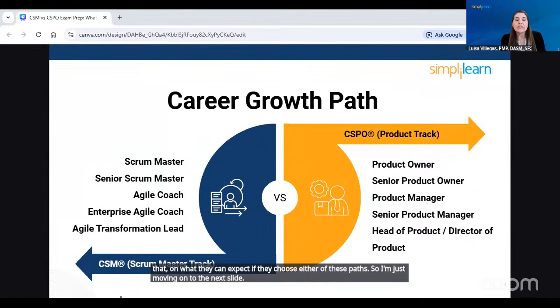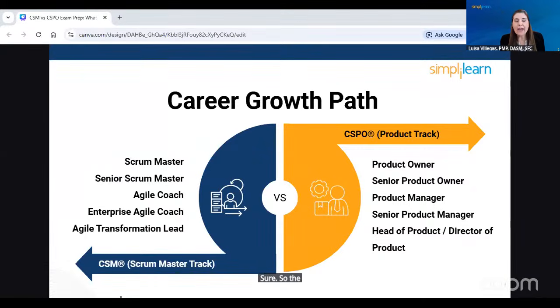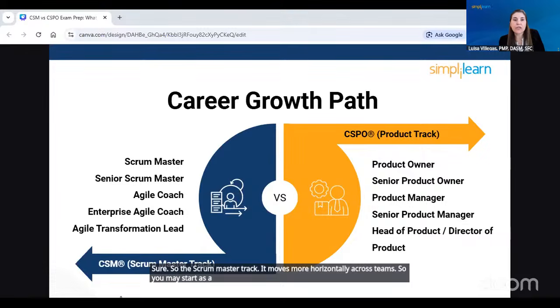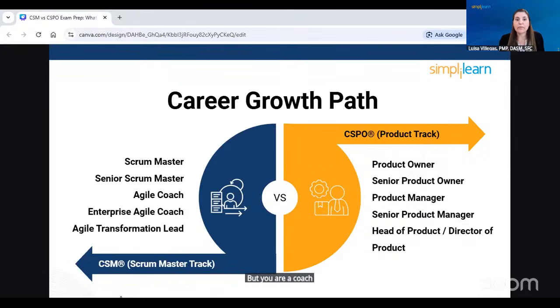Sure. So the Scrum Master track, it moves more horizontally across teams. So you may start as a Scrum Master, then you can evolve as a senior Scrum Master, then you could also be an Agile coach, an enterprise Agile coach, which means that you're no longer coaching one team, but you are a coach for a complete organization. Or you could also become an Agile transformation lead.